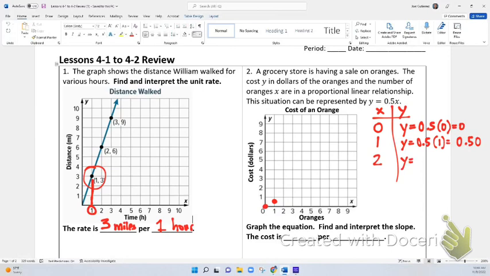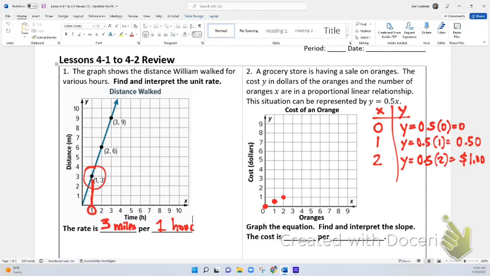And then if I do the last one, 0.5 or 50 cents times 2. What is 50 cents times 2? Or if I were to get 50 cents twice? $1. So that means that it would cost me $1 if I wanted 2 oranges, and that would be shown here, right?